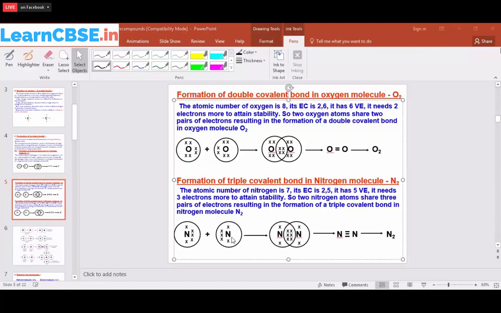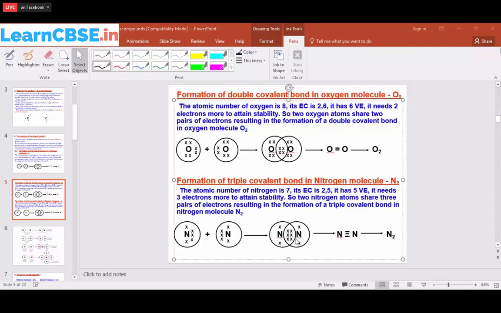The other atom is also nitrogen. So this nitrogen also needs 3 more electrons to complete the outermost shell. So it also has to share 3 electrons with the other atom. So finally, this nitrogen is sharing 3 electrons, and this nitrogen is sharing 3 electrons.